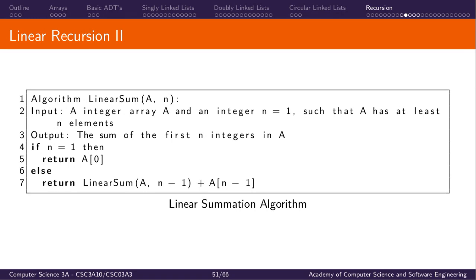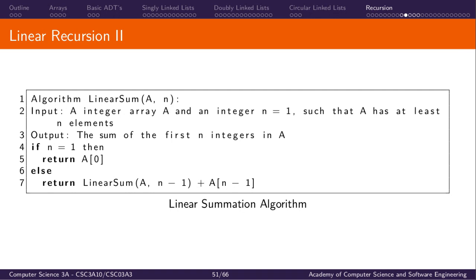It doesn't have to be equal to 1, it should be greater than or equal to, I'll change that, such that A has at least n elements. So we'd like to count up the n elements within A. A can have more elements than n. If we wanted to count up all of A, then we would simply set n to be the length of A, the number of elements within A.